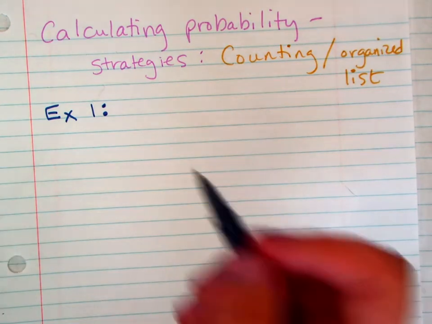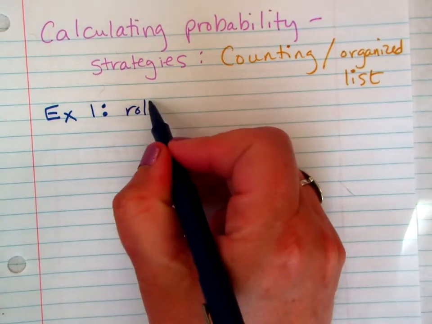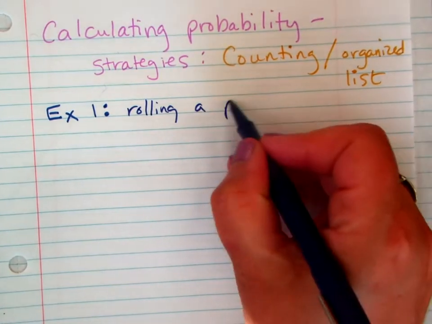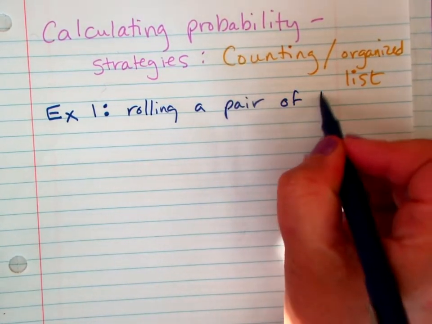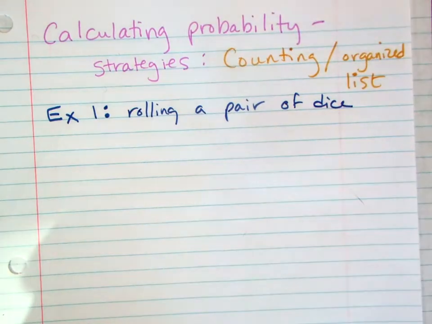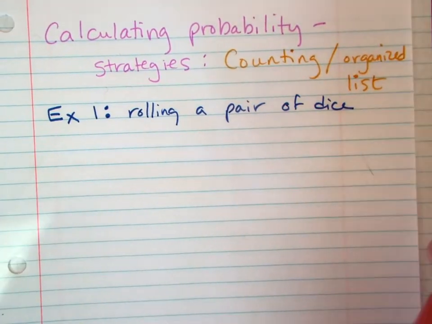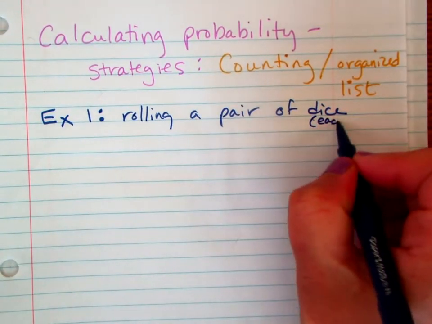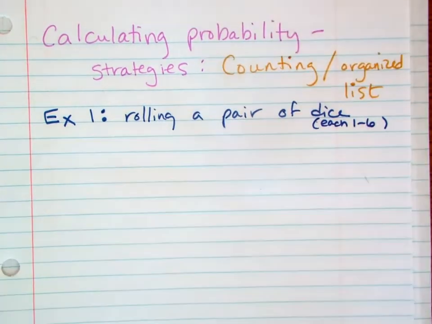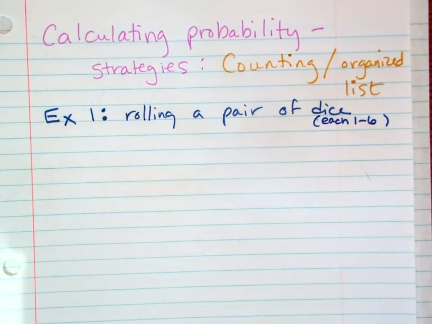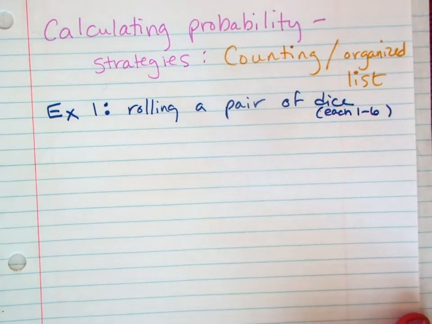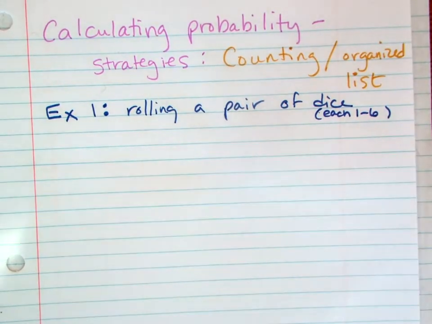So an example is rolling a pair of dice. Okay, so 2 different dice. Each of them, remember, has numbers 1 through 6 on them. And these are fair dice, so the assumption is that there's no more chance of rolling any number on one than there is on the other.